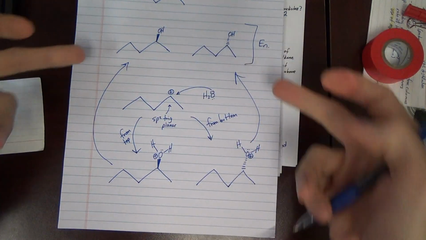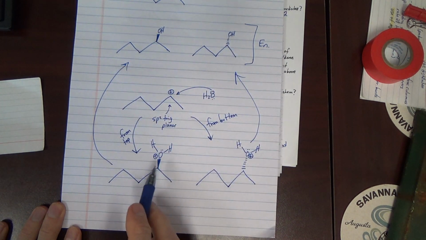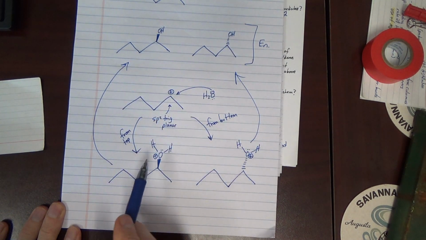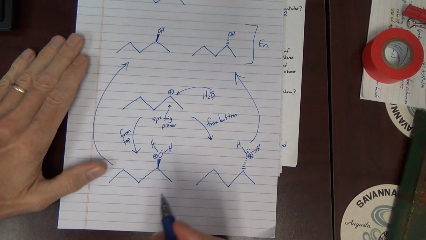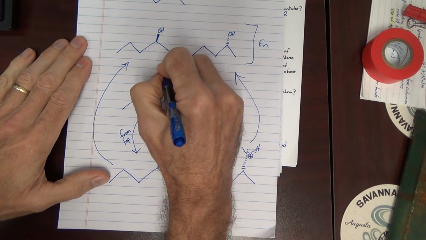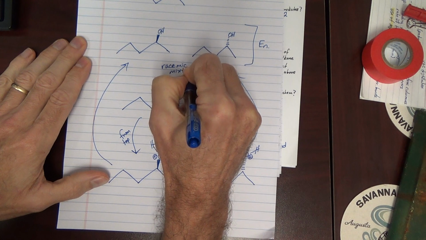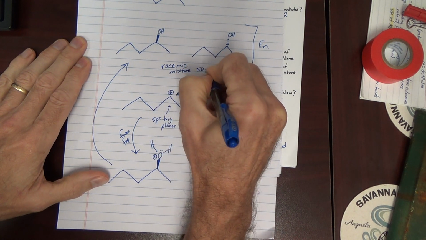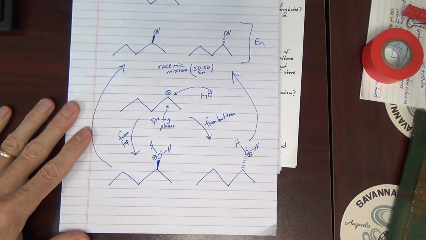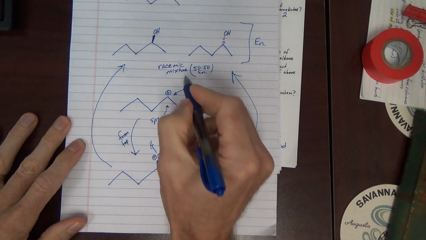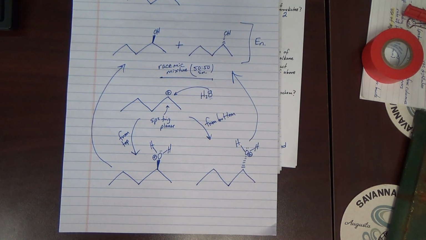So there's a losing-the-proton step. Ultimately, the stereochemistry comes from how you attack the carbocation. And it's from either side, 50-50. It's going to give a racemic mixture, which is 50-50 enantiomers. That is the stereochemical outcome for this reaction.